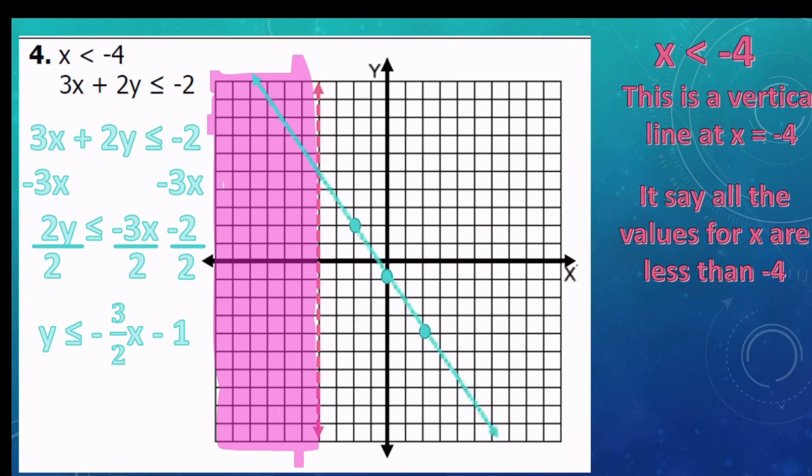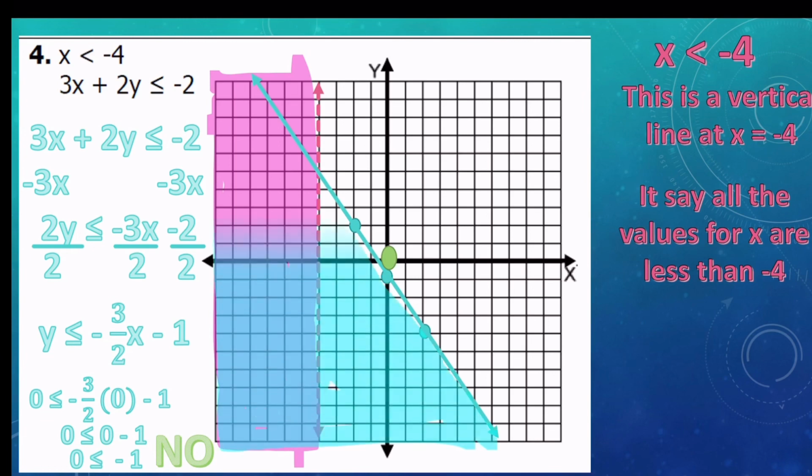So now I need to pick a point. I'm going to pick 0, 0. Whenever you have a fraction slope, you want to try and pick an x of 0 as best as you can. The y doesn't matter, but if your slope is a fraction, you want one of your coordinates to be 0 for x. So when I plug that in, I get 0 being less than or equal to -1. That's not true. So I don't want to include that green point. I'm going to shade to the other side.